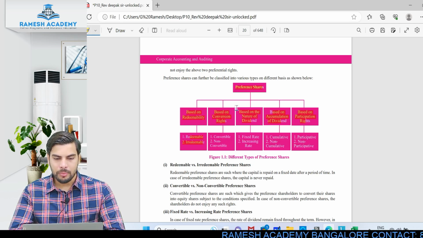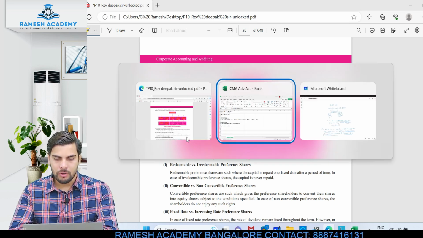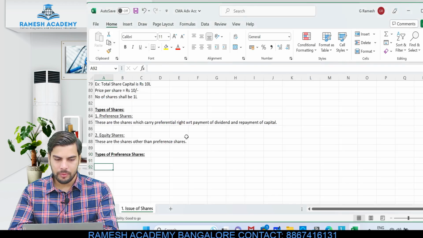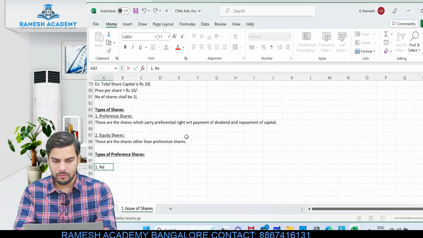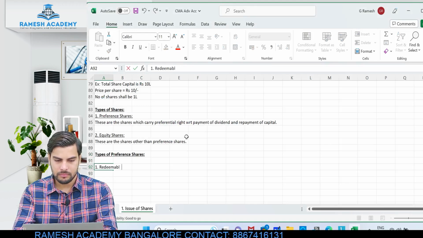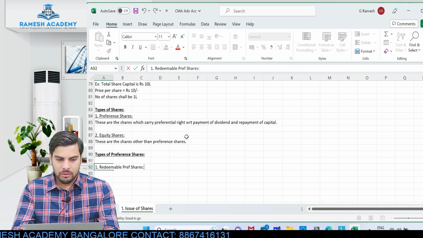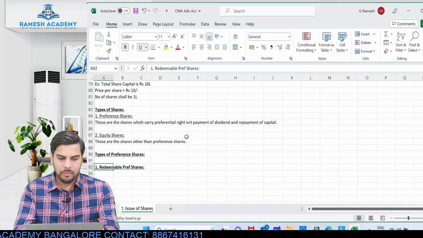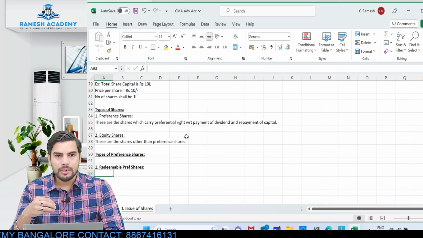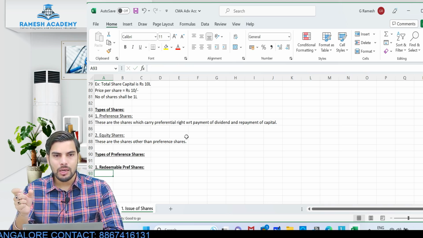Based on conversion rate, we have convertible and non-convertible. Let me tell you what these redeemable preference shares and irredeemable preference shares are. Redeemable preference shares: to redeem is nothing but to repay. These are the shareholders who will be repaid after a certain period of time.